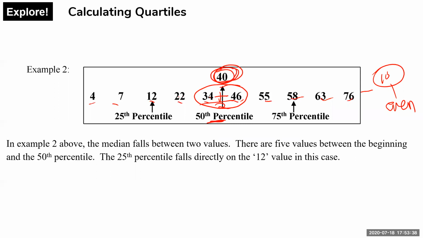Now you do 1, 2, 3, 4, 5. Okay, you have 5 numbers, and this sits at the center of the 5 numbers to your left. So this is your 25th percentile.